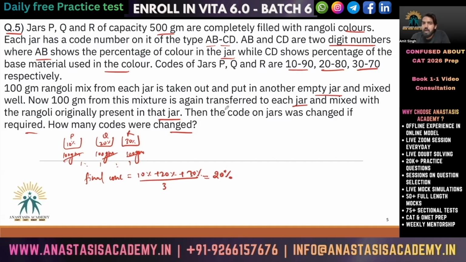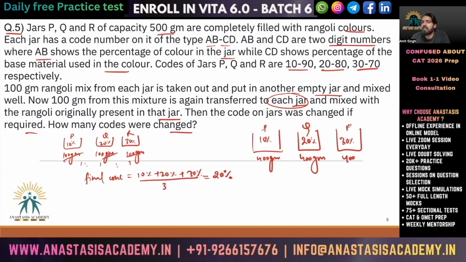Now 100 grams of this mixture is again transferred to each jar, right? So what is left in P? P has 400 grams left and the concentration is 10%. Q left was 400 grams and the concentration was 20%. And you have 400 grams of 30% R, correct?